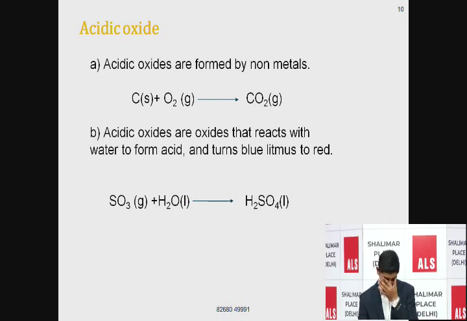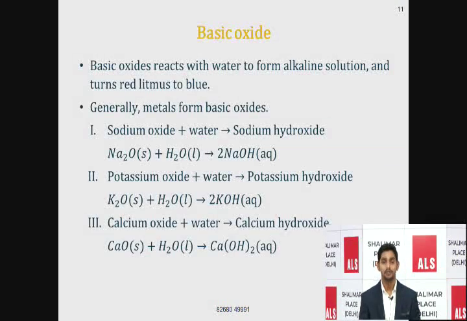Please copy this one as well. Basic oxide reacts with water to form the alkaline solution and turns red litmus to blue. Means that solution will turn red litmus blue. Please copy and then confirm.